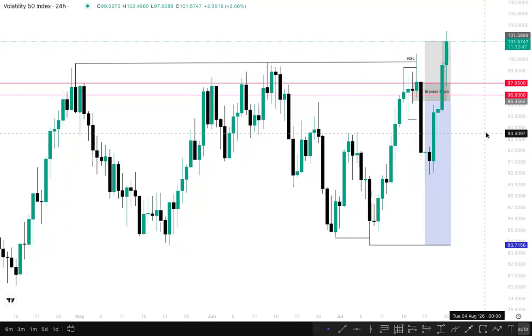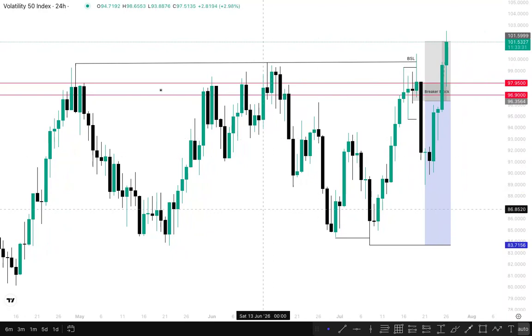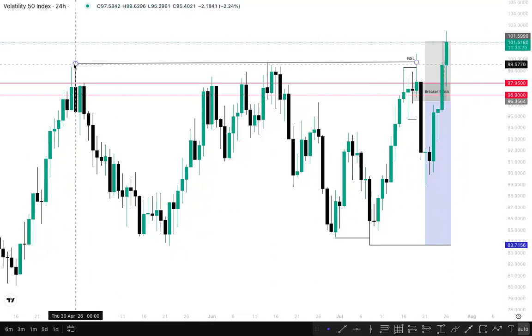So, I want to give you guys a breakdown on the trade we took yesterday that happens to hit stop loss this morning. Now looking at this chart here, this is V50 daily time frame. You can clearly see that price took out this buy stop liquidity.